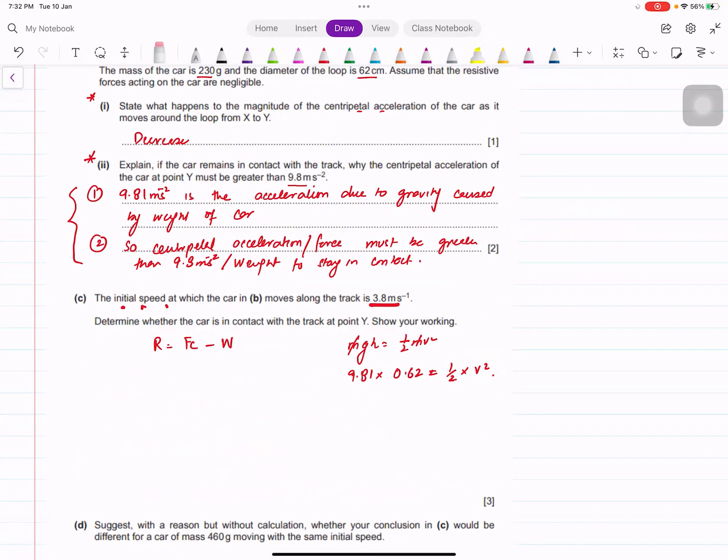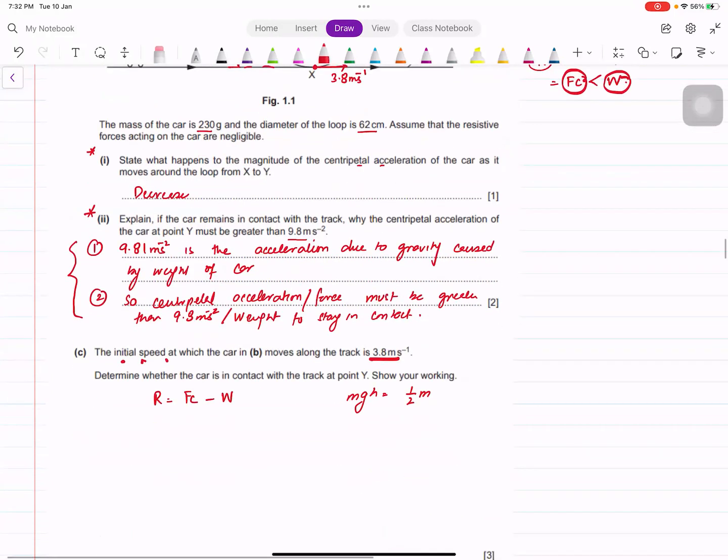It has speed before as well. Wait. So that means that this is exactly not right. Wait. So it goes into mgh and then it is half m, the speed at x, v initial squared minus half m v final. So yeah. Okay, now we'll do it.